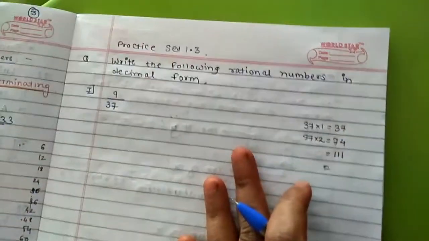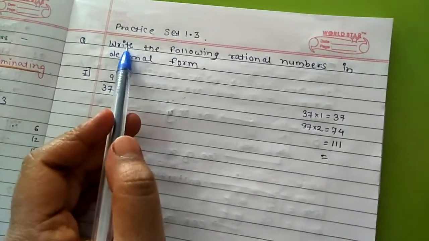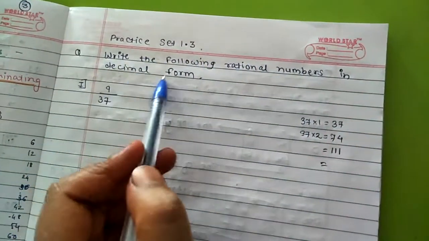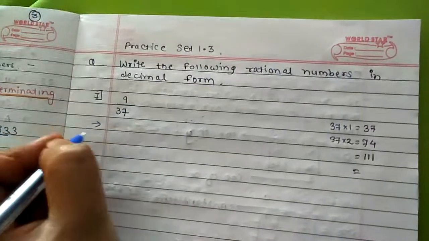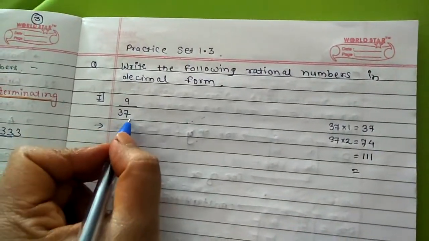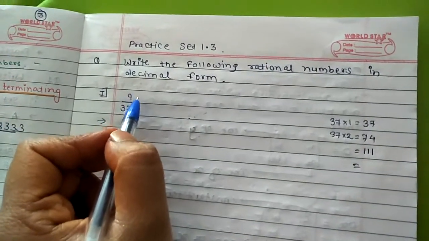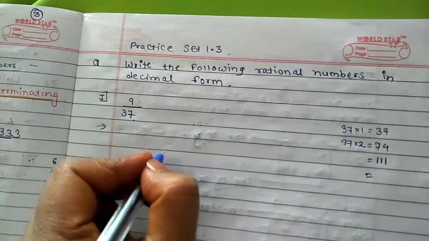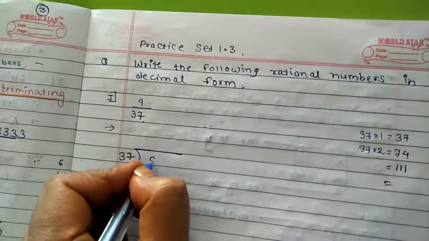So now the next, practice set 1.3 question number 1. Here the question is, write the following rational numbers in decimal form. So these rational numbers we have to write down into decimal form. Here the denominator is 37, which is our divisor, and the numerator is 9, which is our dividend. So write the divisor here and the dividend here.